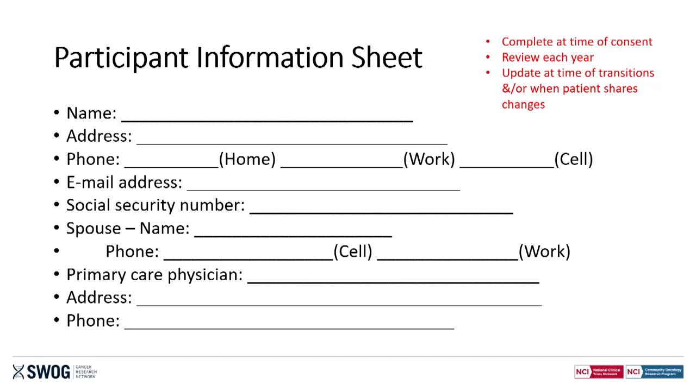One tool that I've seen sites use, and we used to use this in our prevention trials, was a participant information sheet. Sometimes going over this with a patient just helps visually remind them, we're trying to keep track of you. We're here for you. We hope to keep you in our thoughts and prayers and in the loop of communication.